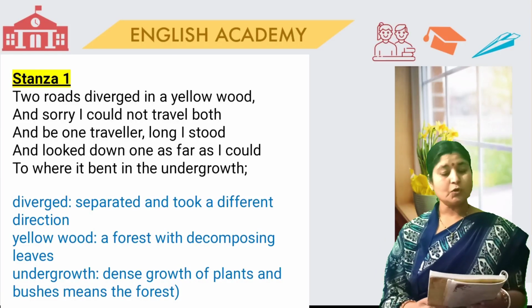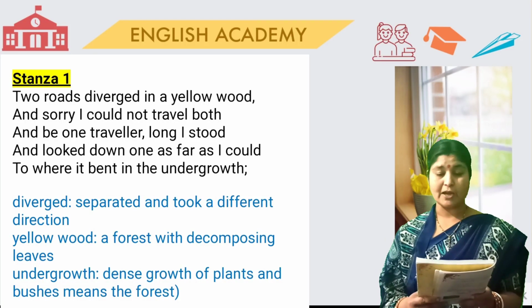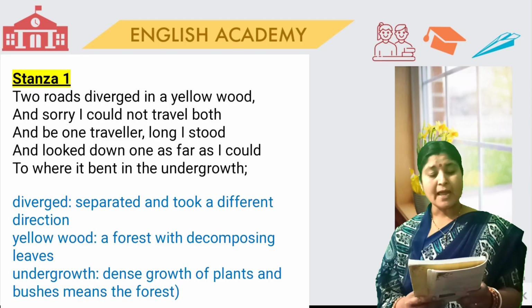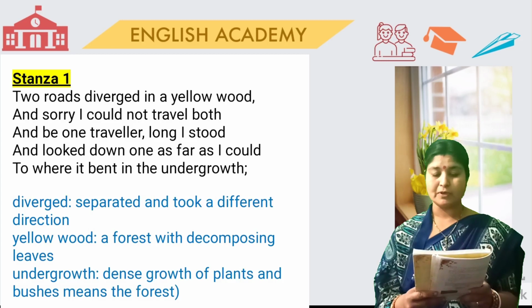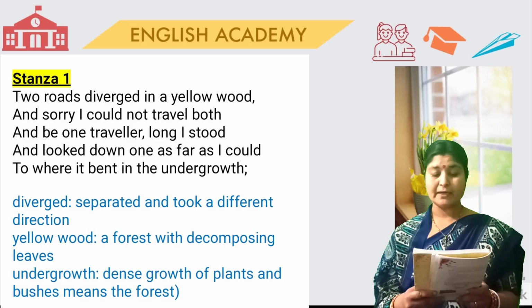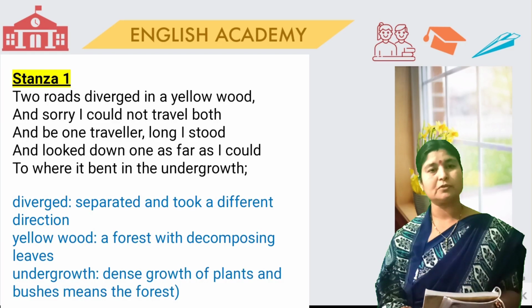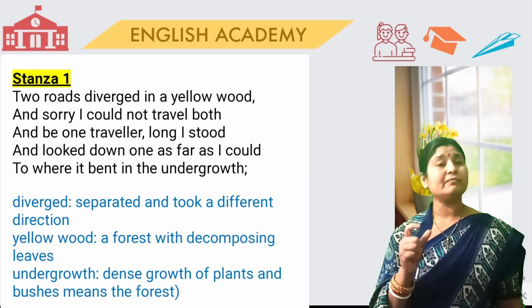Two roads diverged in a yellow wood, and sorry I could not travel both and be one traveller, long I stood, and looked down one as far as I could to where it bent in the undergrowth. In this first stanza, we get many difficult words.